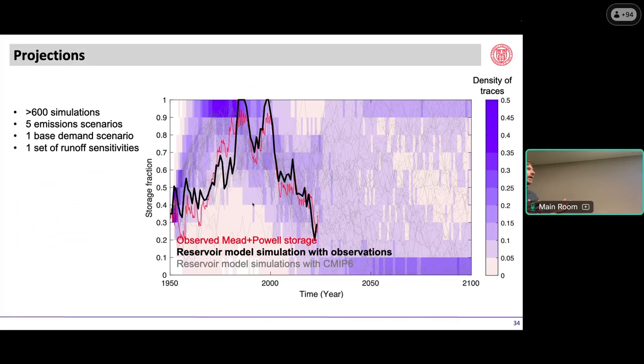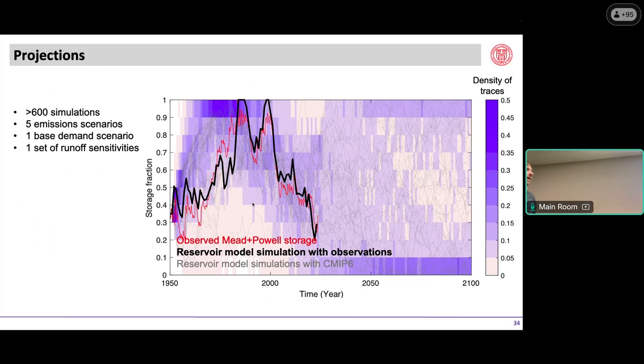Very briefly, as a second to last slide, I think such a reservoir model actually does quite well. We have the actually observed reservoir levels for these two reservoirs, in red over the historical period, where you can see the crisis unfolding over the last couple of decades. And in black, we have the output from our reservoir model when we feed it with observed precipitation and temperature. So it captures a lot of these ups and downs. And then in the back, we have a density map of all these large ensembles, plus a couple of additional CMIP simulations, that show you where these traces fall.